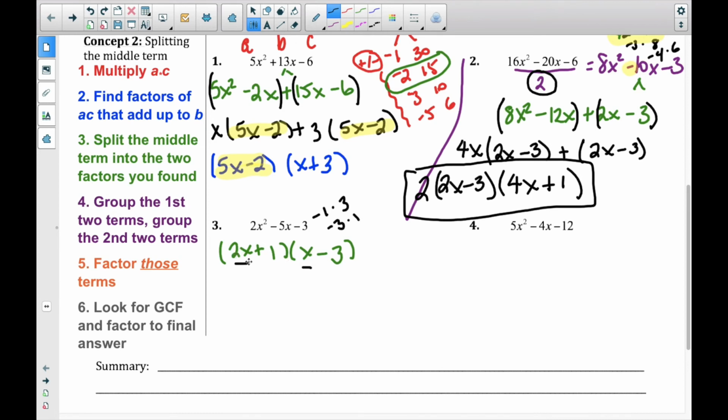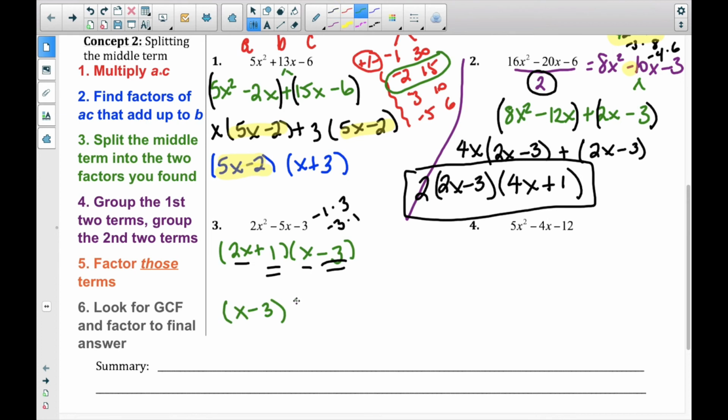But what we get here when we put it this way, with the negative 3 over here and the positive 1 on this side, is we multiply and we get negative 6x plus 1x, and so this works. Now, you might have done splitting the middle term, and you should have gotten the same answer. Remember, you can also have the answer written the other way.